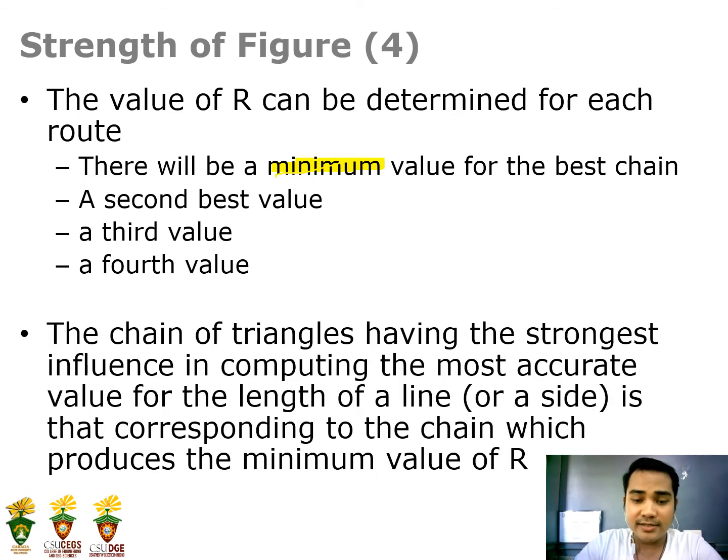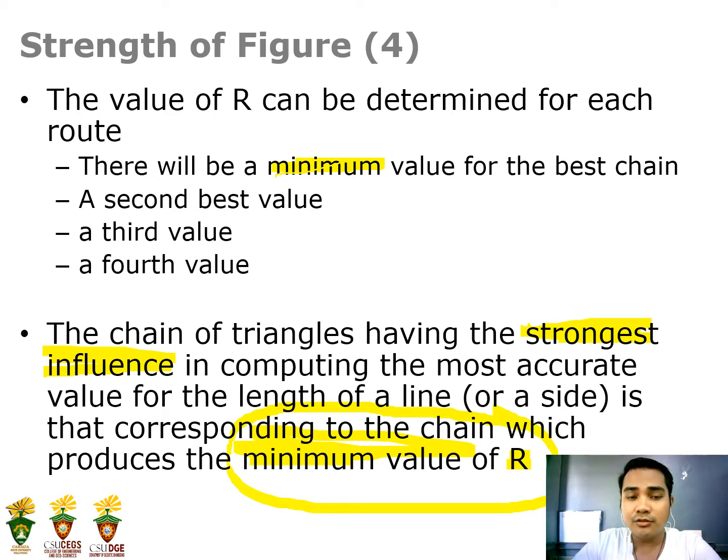So the chain of triangles having the strongest influence in computing the most accurate value for the length of a line or a side is that corresponding to the chain which produces the minimum value of R. So you understand that the strongest route, or the strongest influence, comes from the minimum value of R. The route with the smallest value of R is the one we use to solve for the unknown side, the final route to solve for an unknown side.